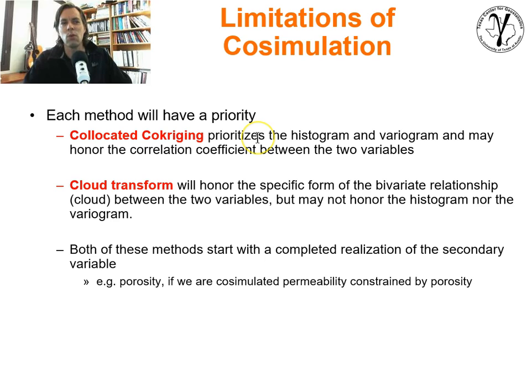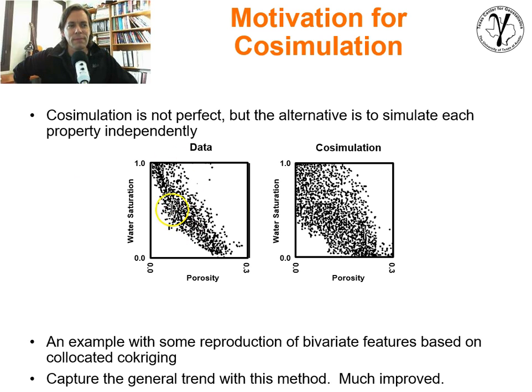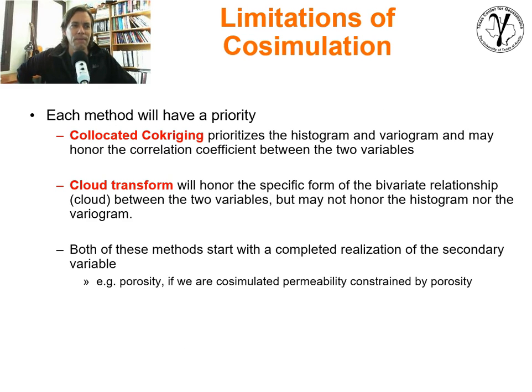So it's a case of each method has its own weaknesses. Collocated cokriging, if you want to make sure you get the histogram and variogram right, and you're comfortable just getting the correlation coefficient okay between the two variables, would be this method right here. You got the general direction of correlation. It's not perfectly reproduced. You don't reproduce exactly the same form of the bivariate relationship. That's collocated cokriging. Cloud transform, you'd be able to reproduce the exact form of the bivariate relationship, exact shape, and so forth, but you may not honor the histogram nor the variogram.